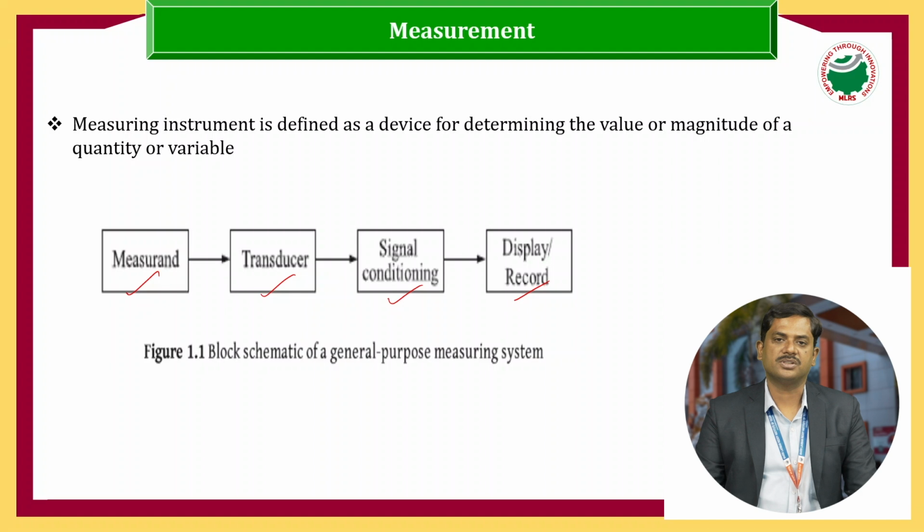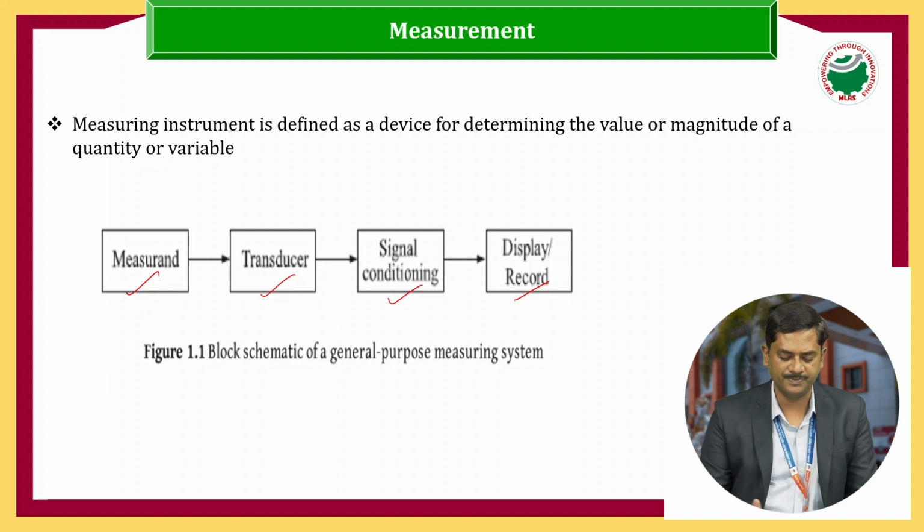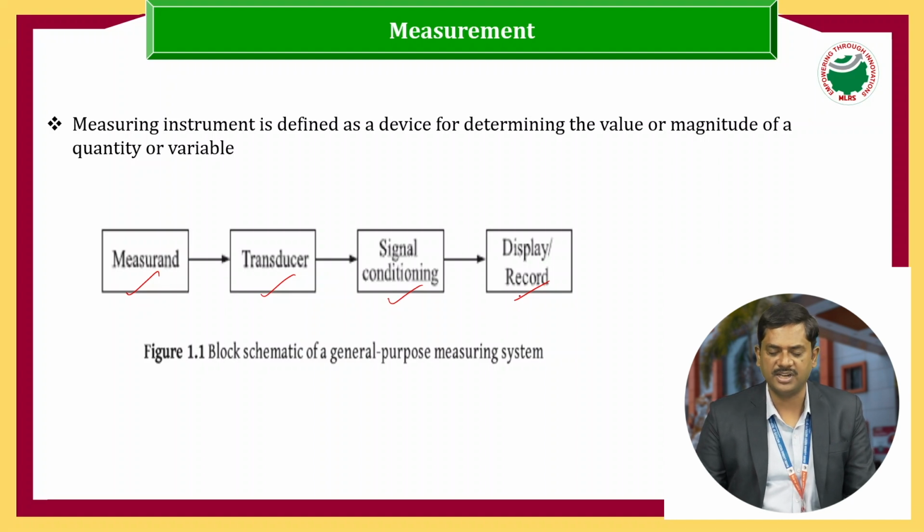Next is the transducer. This transducer will convert one parameter into another parameter, or one form of energy into another form of energy. After converting, that is given to the element called the signal conditioning element. This signal conditioning will do some processing such as signal manipulation, signal transmission and so on. Then whatever value is measured is recorded using recorders or a displaying device. This is the basic, general purpose measuring system that we can look into.